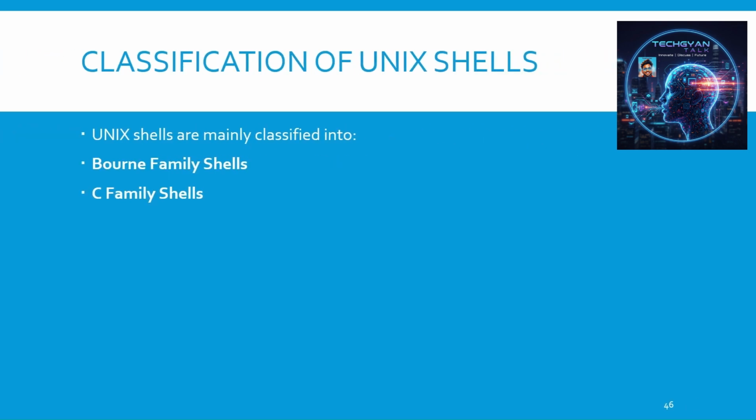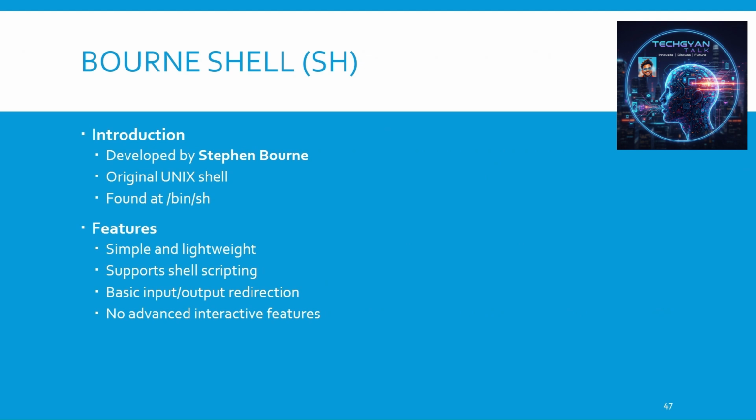Classification of Unix shells. Unix shells are mainly classified into Bourne family shells and C family shells. Bourne shell, SH. Introduction: developed by Stephen Bourne. The original Unix shell, found at /bin/sh. Features: simple and lightweight, supports basic scripting, basic input output redirection, no advanced interactive features.